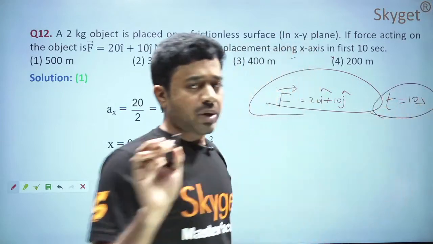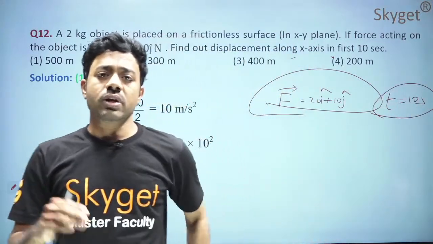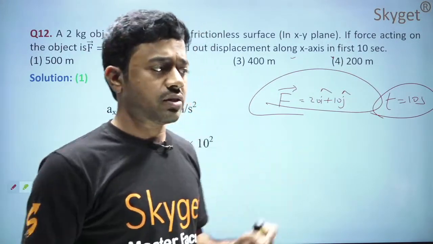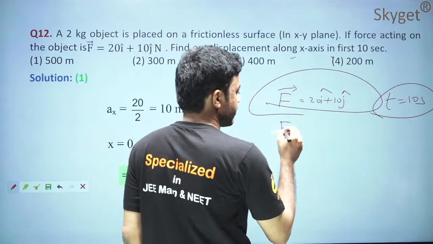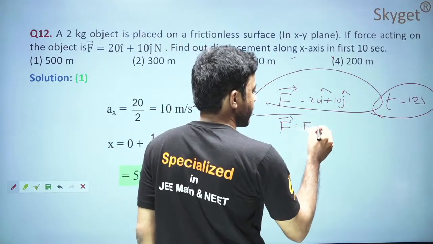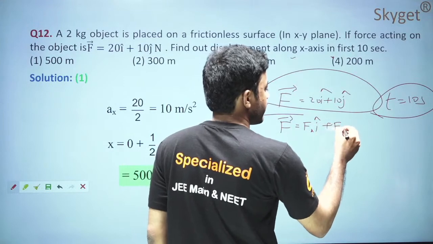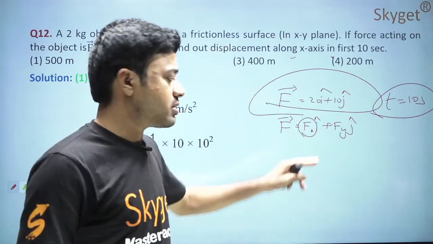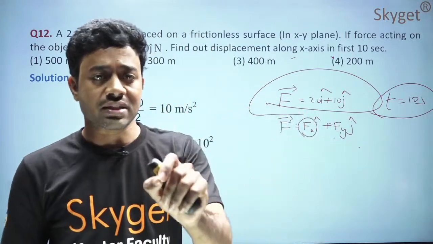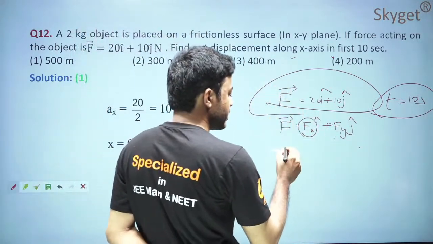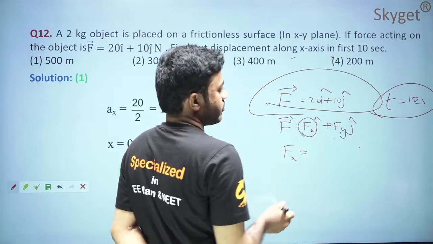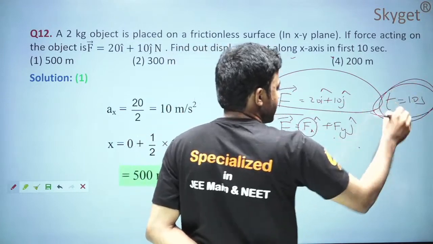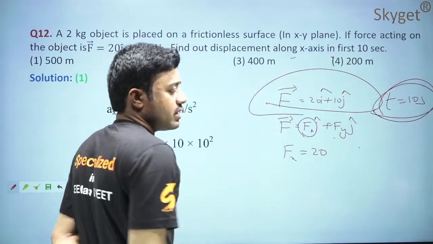As you want to find the displacement only in the x-axis direction, you have to consider the force only in the direction of the x-axis. So here you can write this force F as Fx i plus Fy j. Fx is the component of force in the x-axis direction, Fy is the component of force in the y-axis direction. If you take the force in the direction of the x-axis, which is 20, and you have the time, what is the displacement traveled in these 10 seconds?